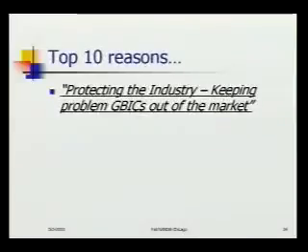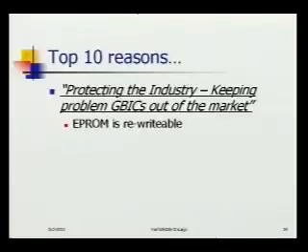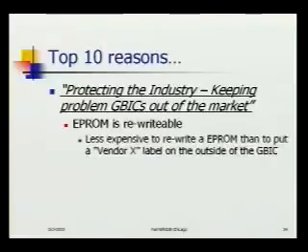Another reason is protecting the industry, keeping problem GBICs out of the market. Well, that's very noble, but a bit misguided, because you have to remember that the EEPROM is rewritable. Some of the equipment vendors told me that they have problems with unscrupulous GBIC manufacturers actually putting their own vendor label on the GBIC and reselling it. Well, it's actually less expensive to rewrite an EEPROM than to put a vendor X label on it.